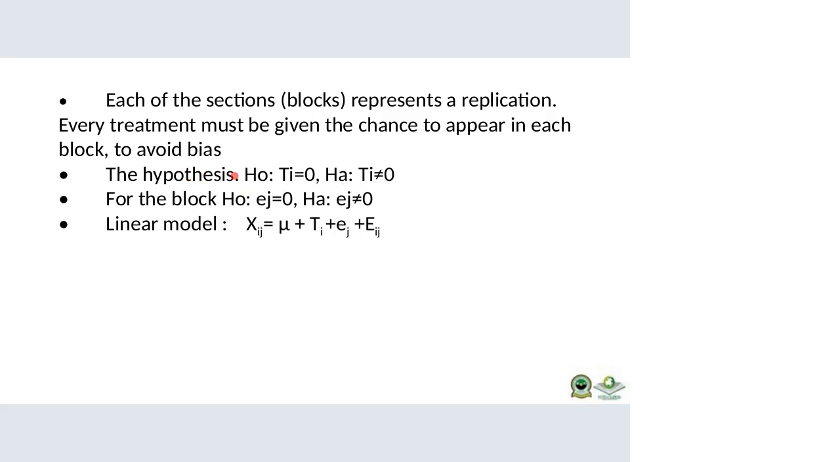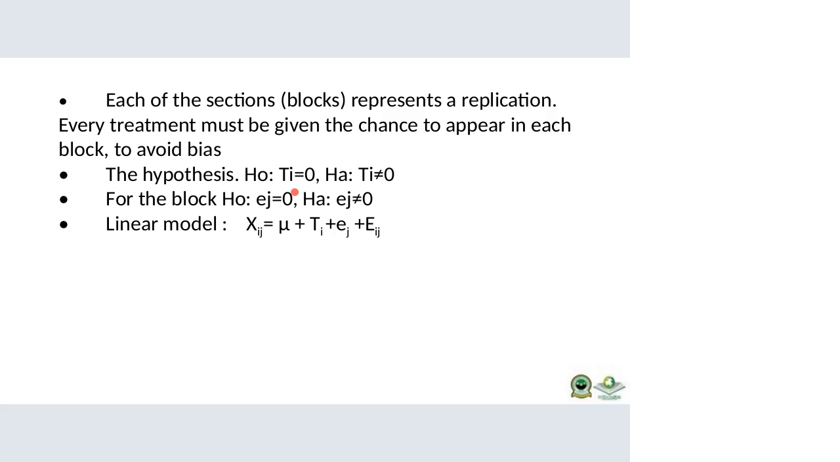Now we have the hypothesis for this experiment. The null hypothesis: all the treatment effects are equal to 0, meaning they are the same. The alternative hypothesis says the treatment effect is not equal to 0, meaning at least 2 pairs differ.